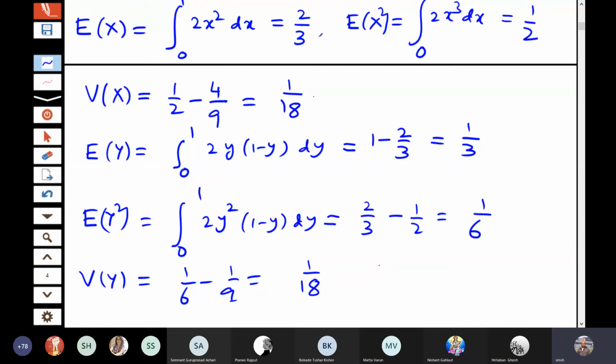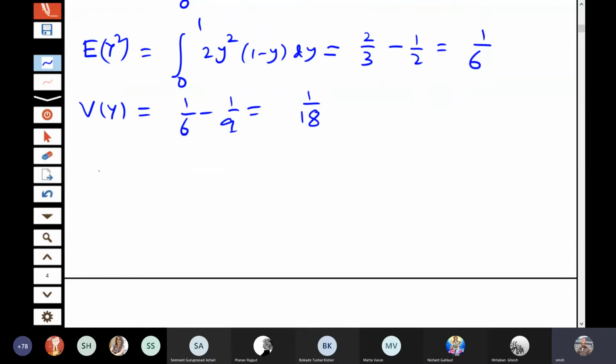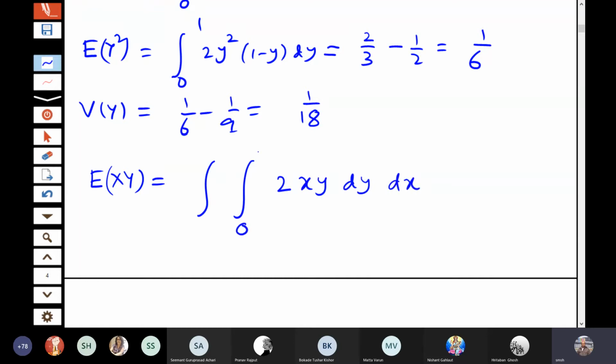Next we need the covariance between x and y. So for that again we will calculate expectation of xy, that is integral 2 times xy, and we can do dy dx or dx dy, so it doesn't matter. Let me put say dy dx. So the range of y is from 0 to x, and the range of x is then from 0 to 1. So this is a very trivial kind of integral. It is simply 1 by 4.